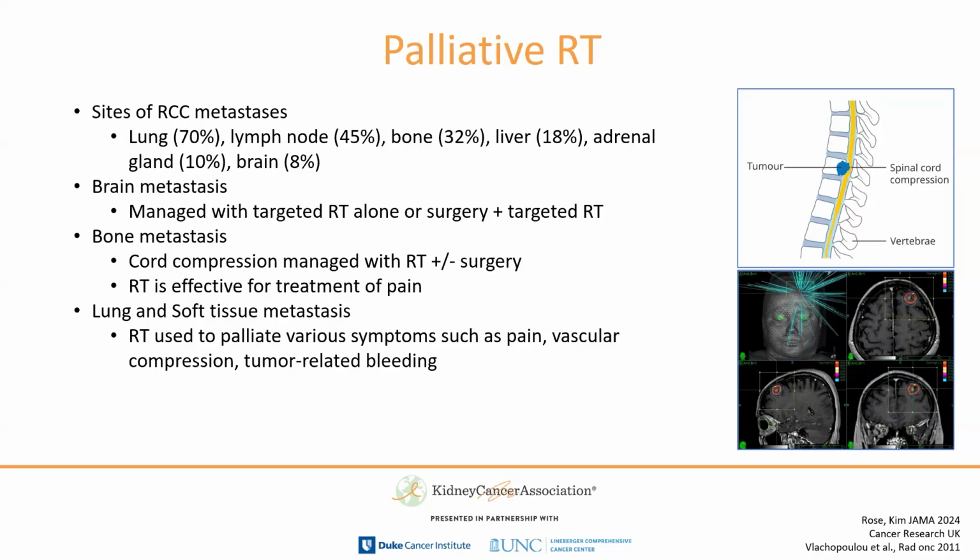Cord compression is an oncologic emergency where the cancer has spread to the bone or spinal canal and is compressing the cord. This can lead to paralysis, loss of continence, numbness. And so this is, again, another area where we manage with radiation. Depending on the context, we may have surgery for decompression followed by radiation. Bone metastases themselves can be very painful. Radiation is helpful in reducing pain and also the pain medication requirements. And last, depending on the tumor location, the nature of the symptoms, the nature of the metastasis, radiation can be used to palliate pain, vascular compression, bleeding, and other symptoms.